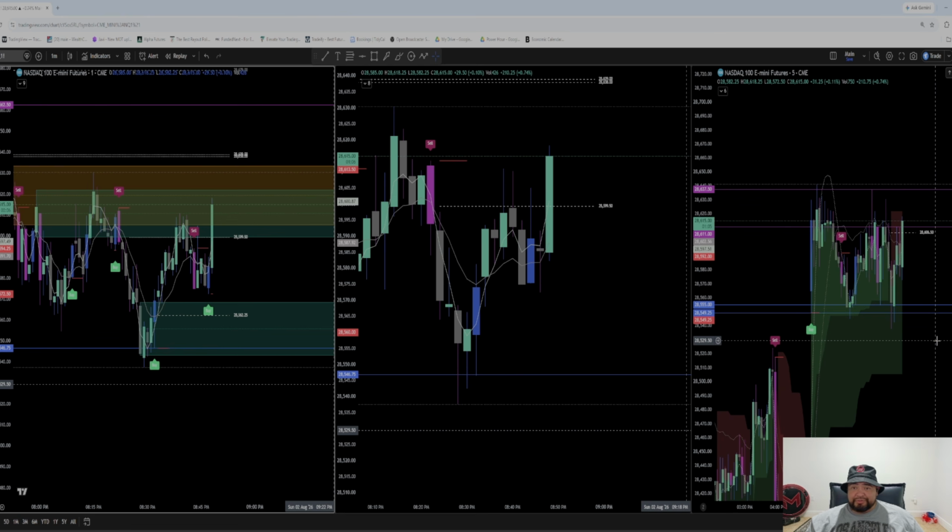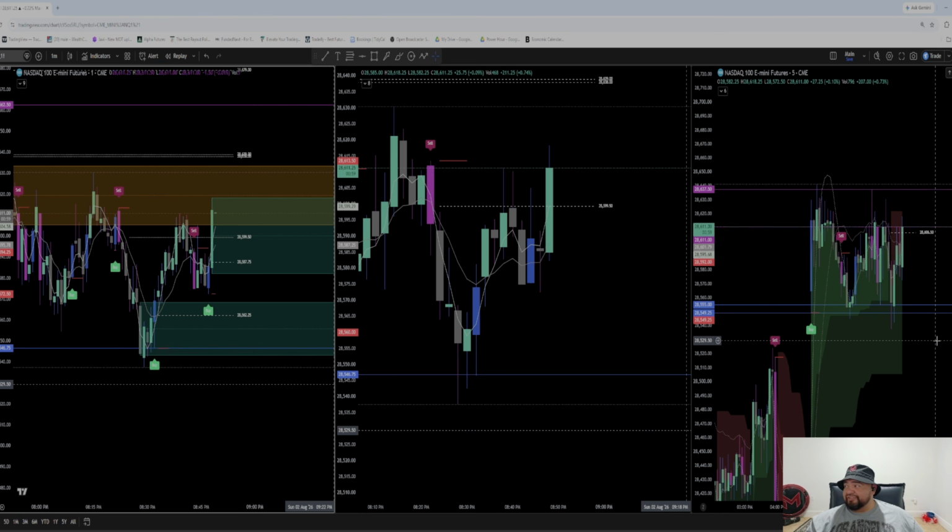And look at this. We're pushing right back up to the top of this range, right into the gravity zone. Again, it's just super chop right now. This 5 minute looks horrendous to me. There's nothing clean in terms of direction right now.